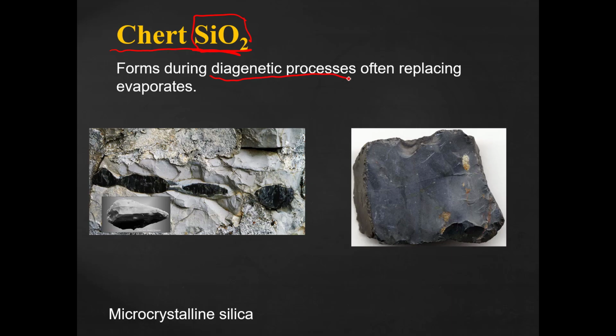So diagenetic processes, most of the time, the SiO2 has a very wide pH range where it can form. So it's either like 0 or 1 and 14. So most of the time, when the evaporites dissolve, this chert will replace the evaporite. So many times you will see chert in the evaporite nodules like this here. Sometimes you can see whole layers of it.